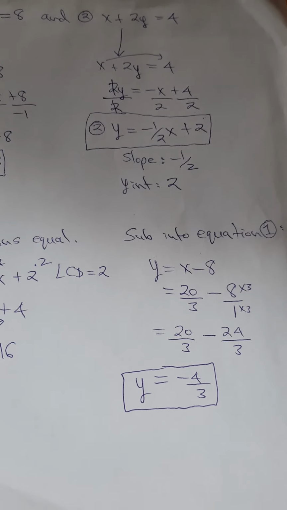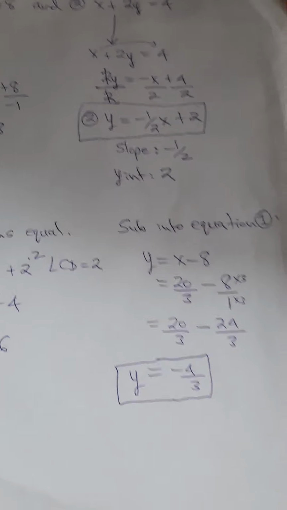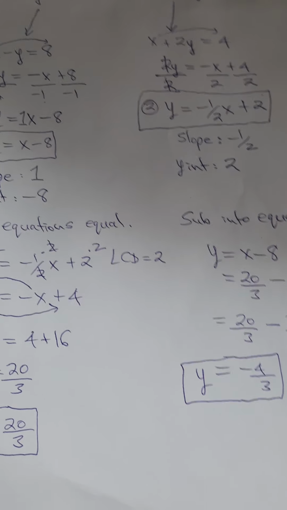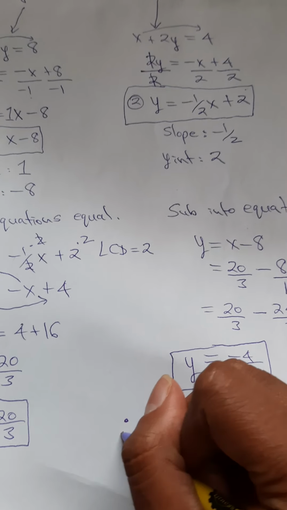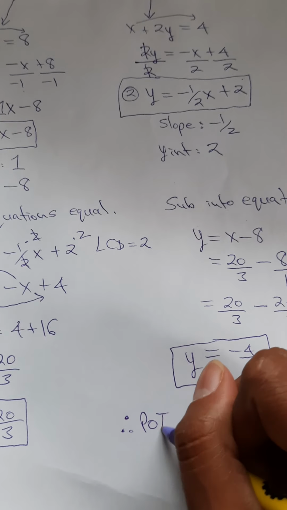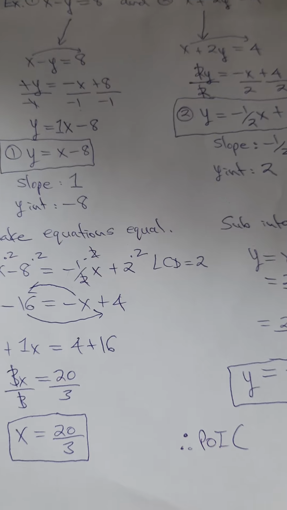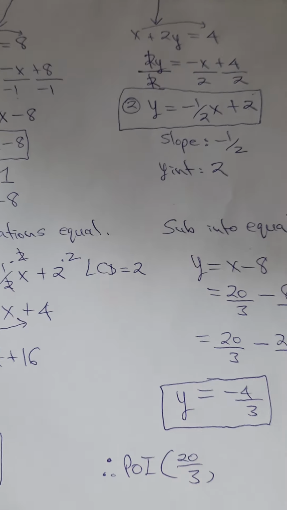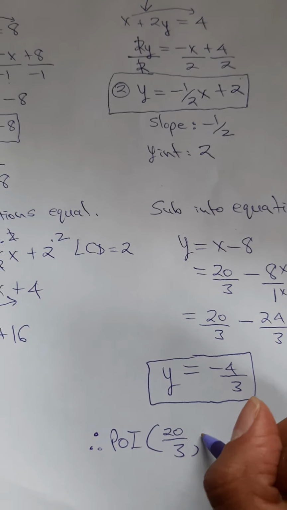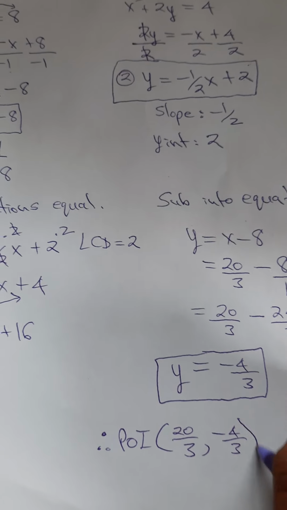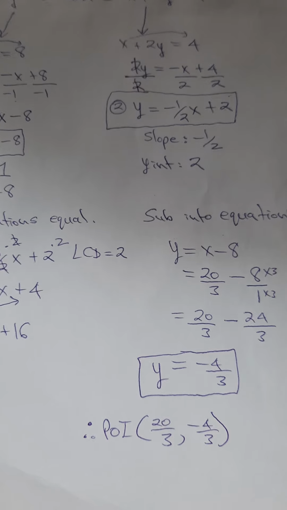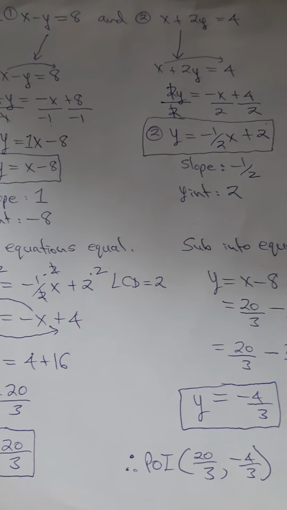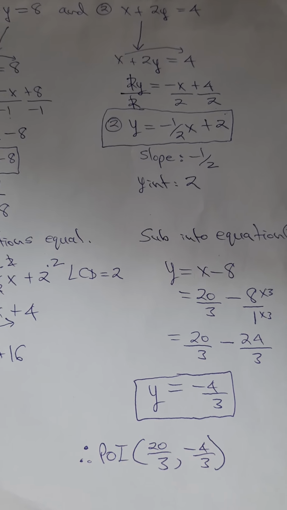Does everyone see that? Again, you can sub your x value back into either of the equations. You should still get the same answer. So we're just going to write our point of intersection. Always write the x value first. So we got 20 over 3, comma, the y value, which is negative 4 over 3. Just like this. This is the point of intersection of these two equations that we had at the top there.